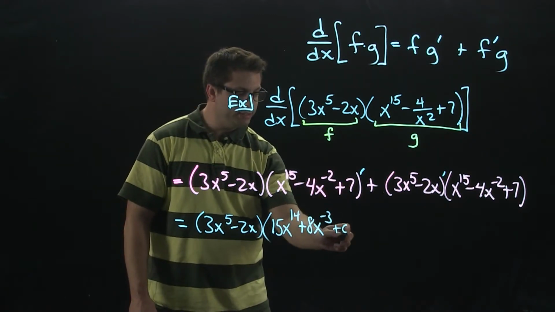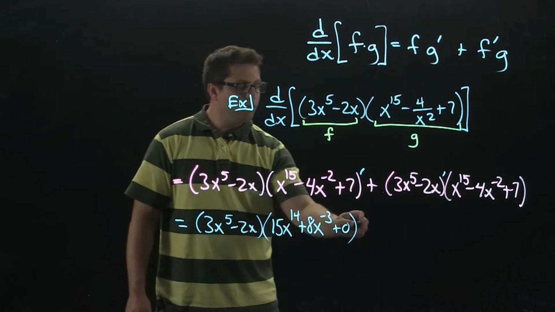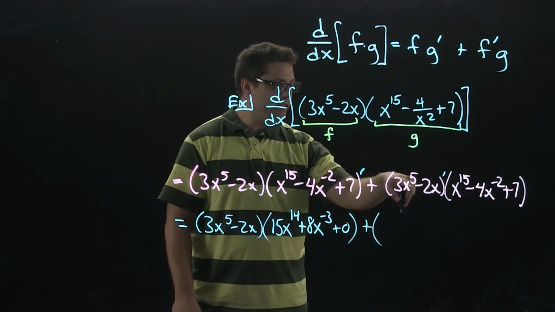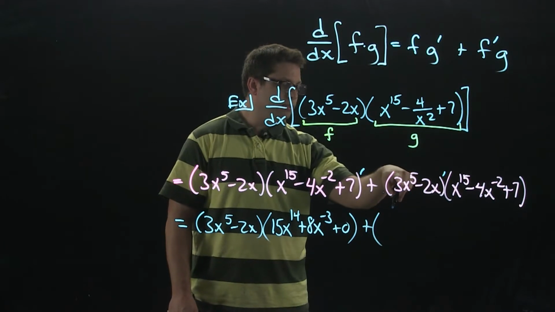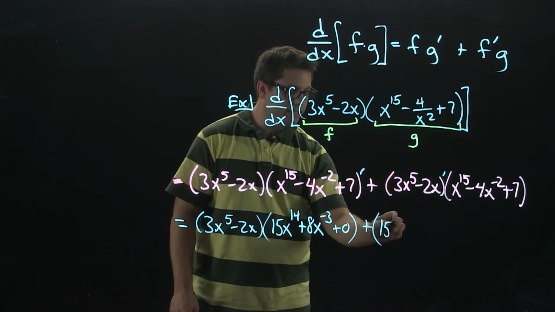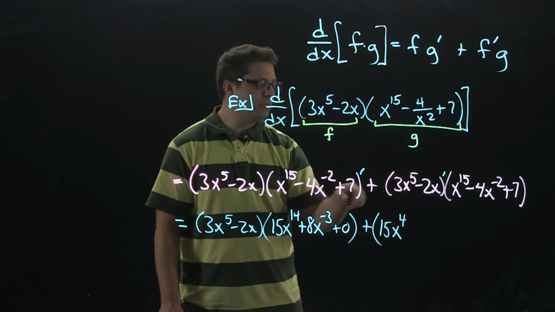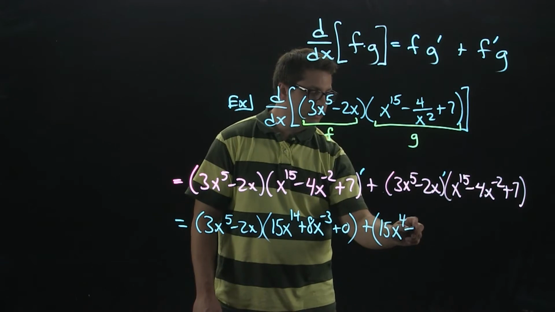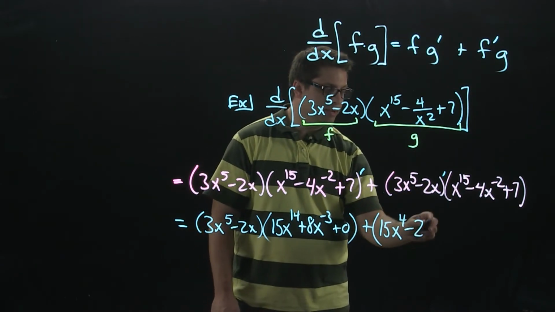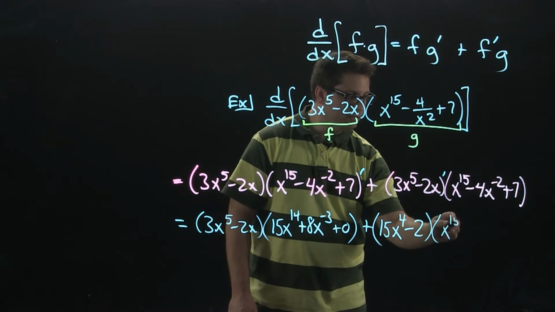Now if you want to write 0, you can. It's not required though. Then over here, I'm going to differentiate this set. So 3x to the fifth, I'll bring the 5 down on the 3. We'll make a 15. Subtract 1 off the exponent, you get 4. Derivative of minus 2x, you just drop the x, you get minus 2. And then we leave the second set alone.